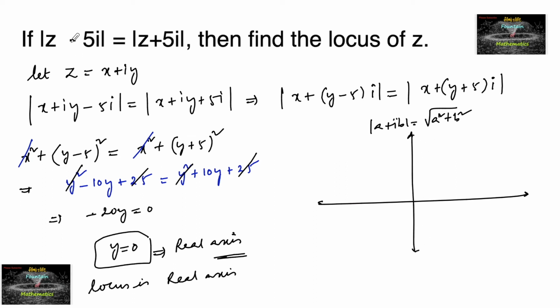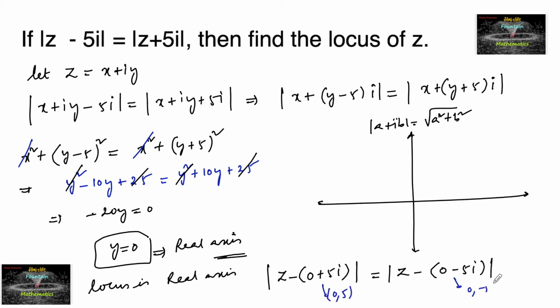Since the points are given here, the left side, that is z minus 5i, which means z minus a complex number, we can write 0 plus 5i. The distance between the complex number z and (0, 5) is the same as the distance between the complex number z and, we can write, 0 minus 5i. So what is the point here? The point is nothing but (0, 5), and here the point is (0, minus 5).